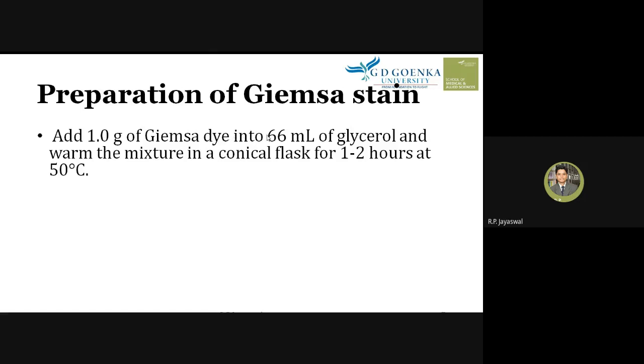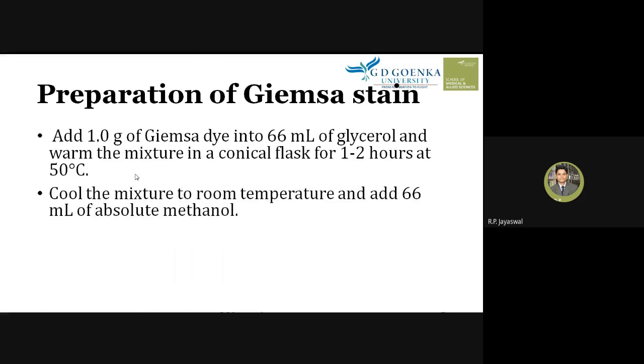And after mixing, we have to put this mixture in a water bath for 1 to 2 hours. The temperature should be set at 50 degrees Celsius. Cool the mixture to room temperature and add 66 ml of absolute methanol. So this is another step: after 1 to 2 hours, we need to cool the mixture and bring it to room temperature. And then you can add 66 ml of absolute methanol.